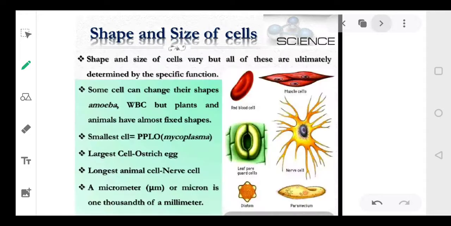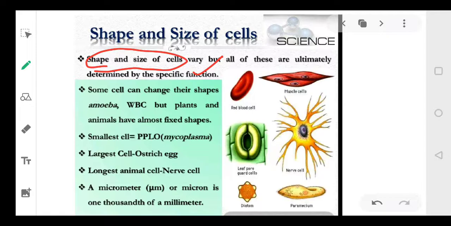Then if we look around us, or in our human body only, different types of cells are found. So different तरीके के cells हैं. Every cell has a different shape, different size. Now the shape and size of a cell is related to its function. किसी भी cell की shape और उसका size उसके function से related होता है.